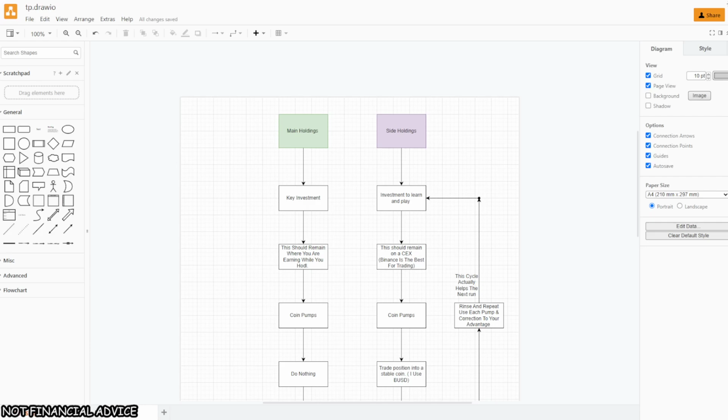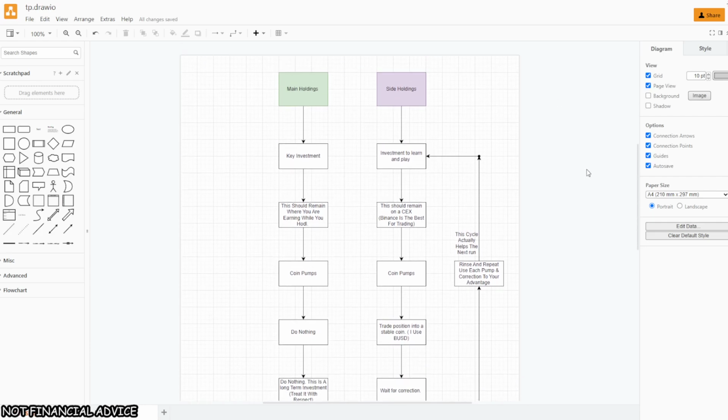And the flowchart is specifically targeting main holdings and side holdings. Now, none of this is financial advice. None of this is investing advice. This is me simply showing you how I'm treating the system currently.